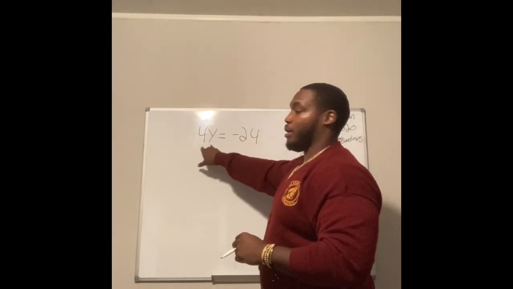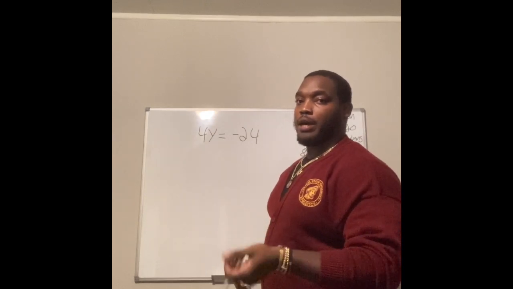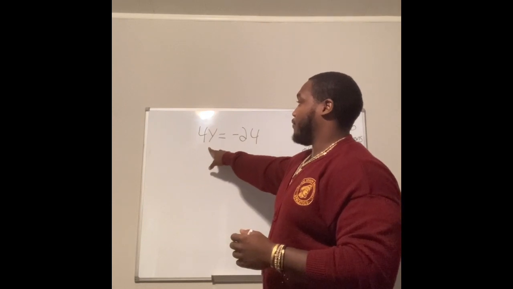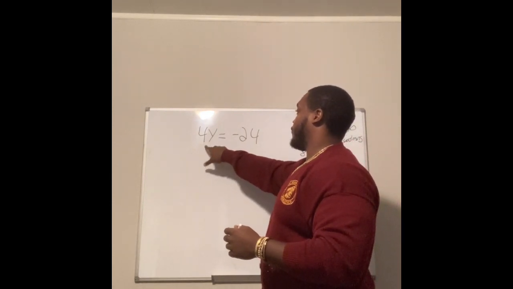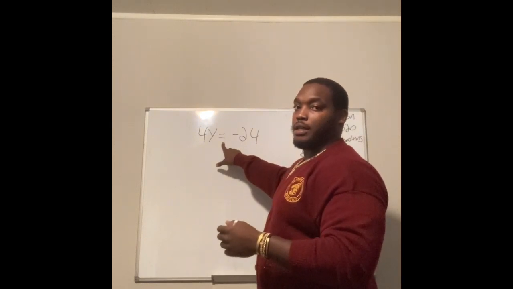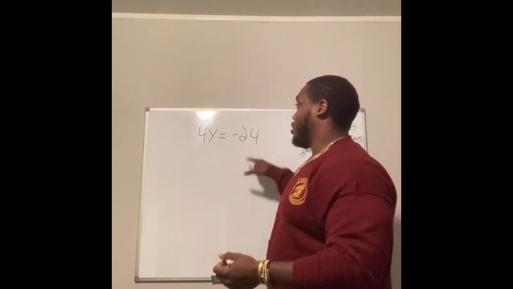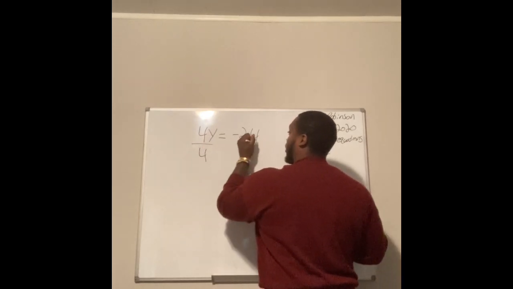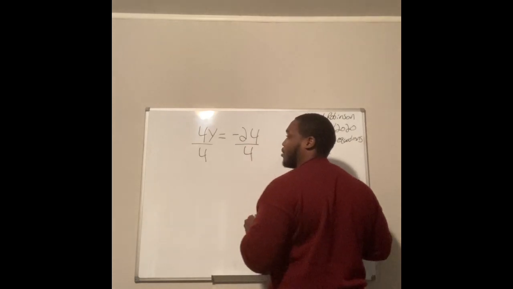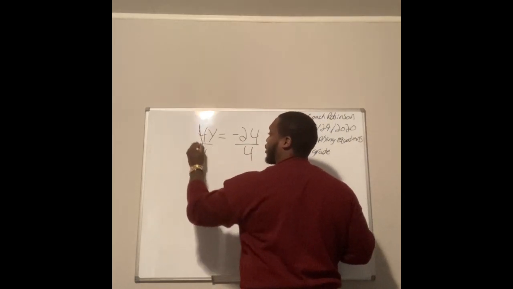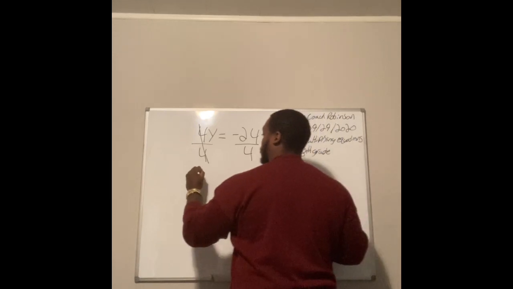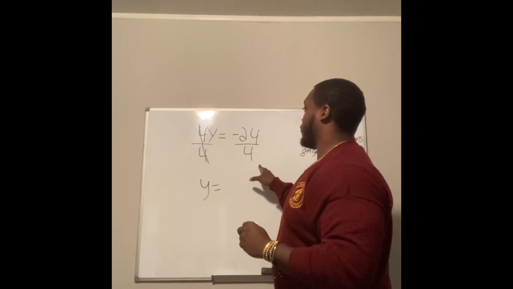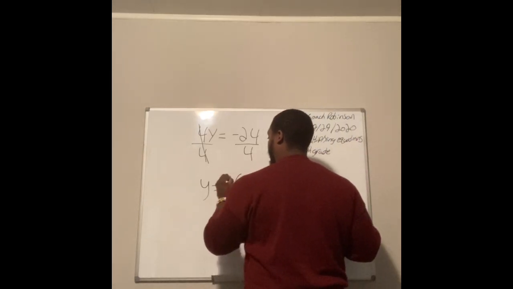Since this means to multiply, we have to do the opposite mathematical operation, which means divide. So in order for me to isolate y, I have to divide by 4, and whatever you do on one side of the equal sign, you have to do to the other side as well. So I'm going to divide this side by 4 and this side over here by 4. We know 4 over 4 cancels out, so that leaves us y, and y equals negative 24 divided by 4, which is negative 6.